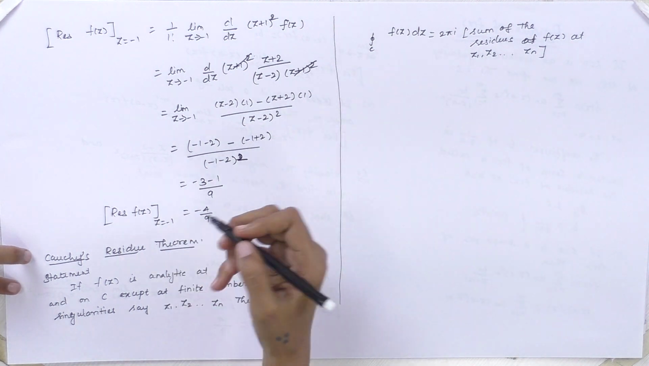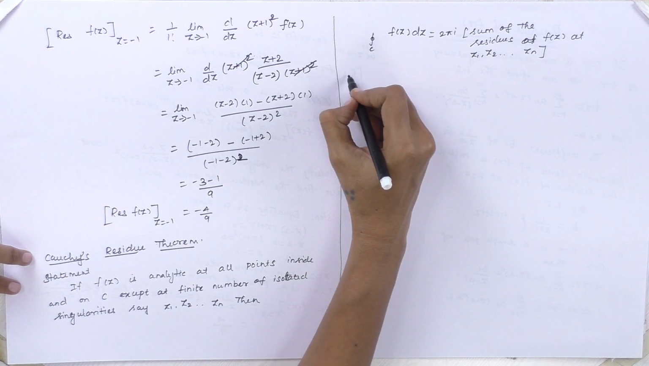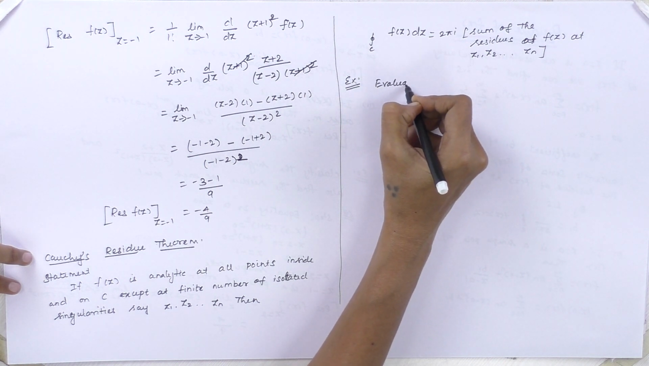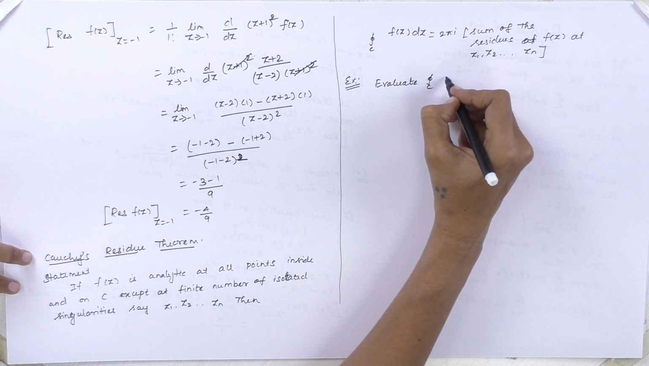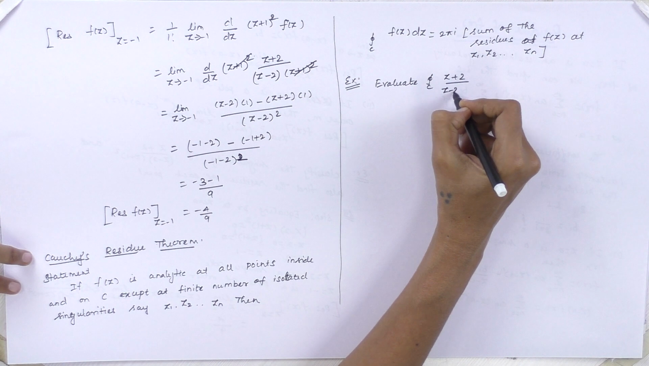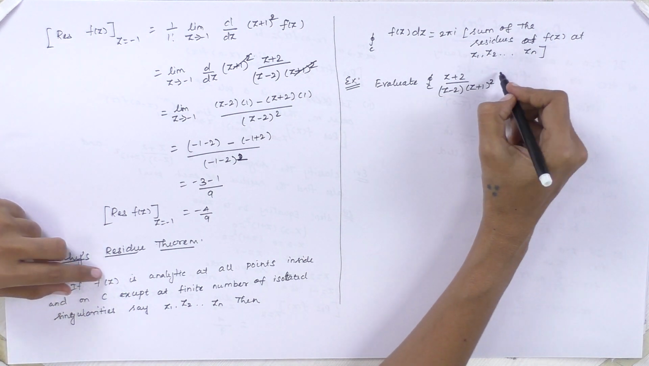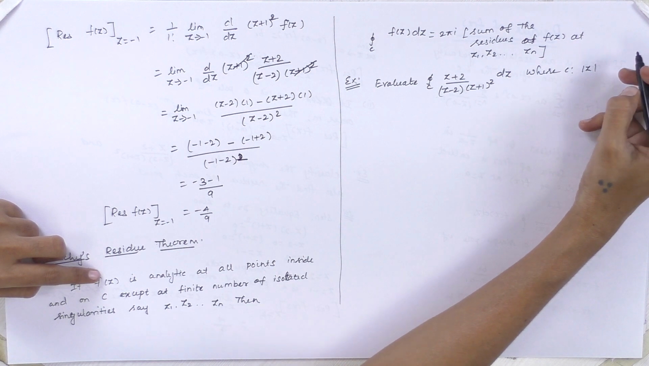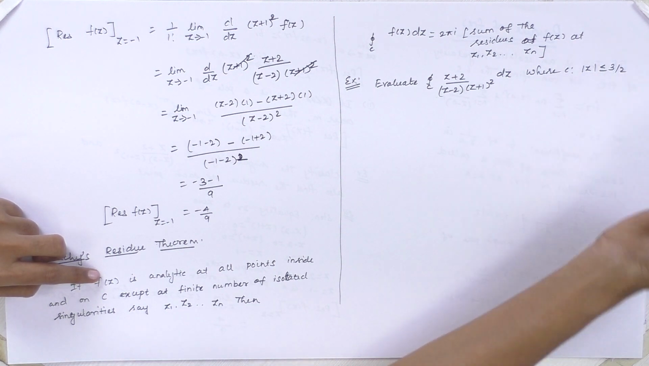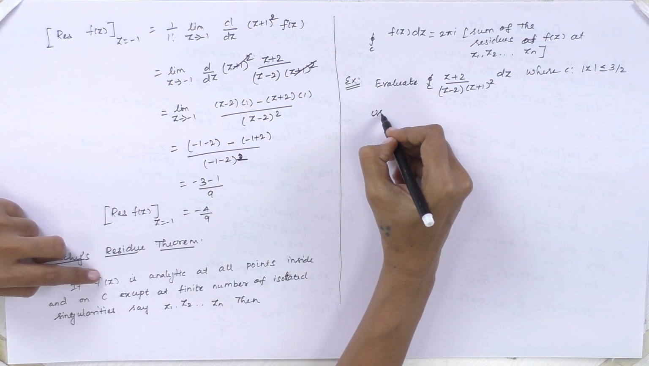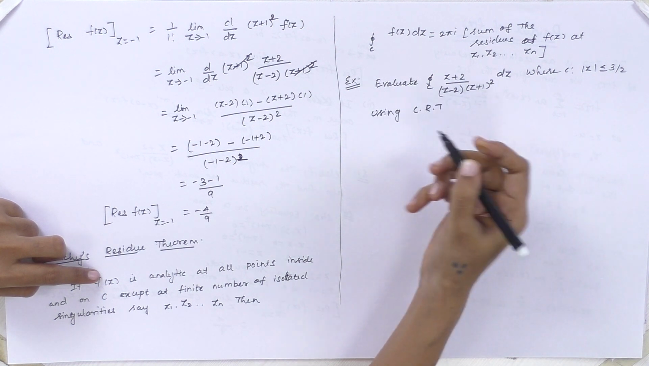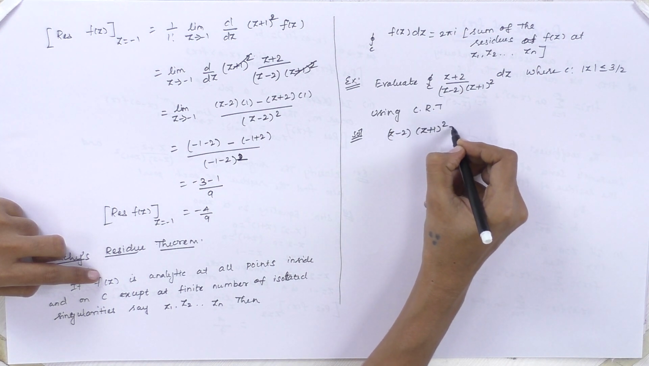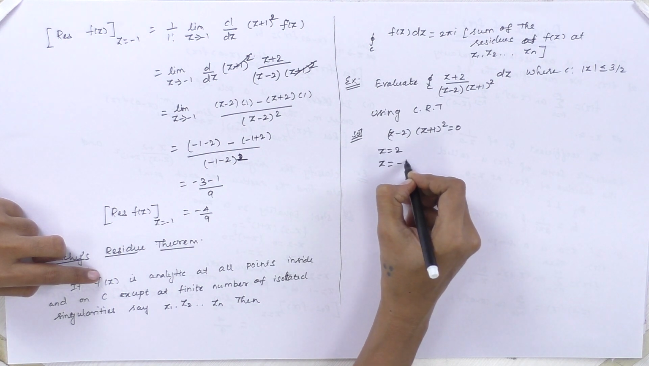So let us solve a problem based on the Cauchy residue theorem. Let us consider the first example. Evaluate the integration over C of (z + 2) upon (z − 2)(z + 1)^2 dz, where C is such that modulus of z is less than or equal to 3 by 2, that is 1.5, using the Cauchy residue theorem. Solution. The first step is equating the denominator to 0. So we get z = 2 and z = −1.